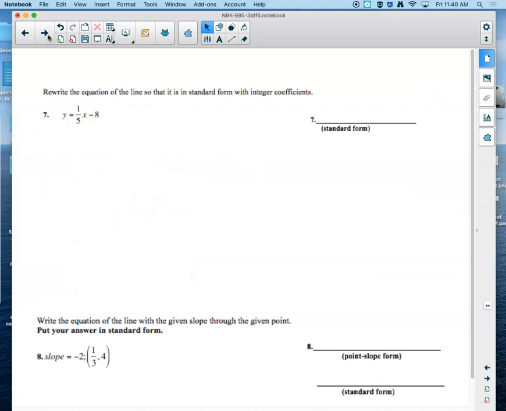7. Rewrite the equation of the line so that it is in standard form with integer coefficients. Well, what form is that in? Slope-intercept. And we can't do that. It has to be in standard form. So the first thing we're going to need to remember is, what on earth is standard form? AX plus BY equals C. You cannot have fractions. You cannot have decimals.